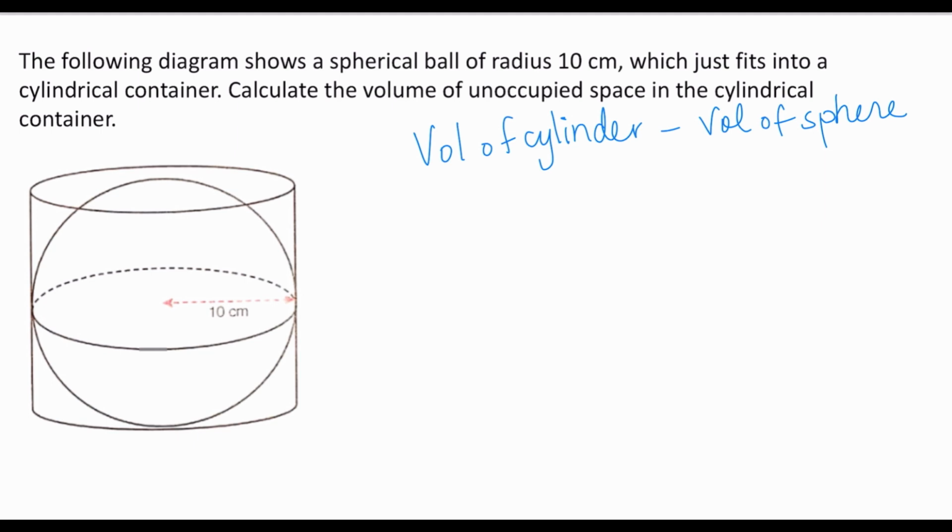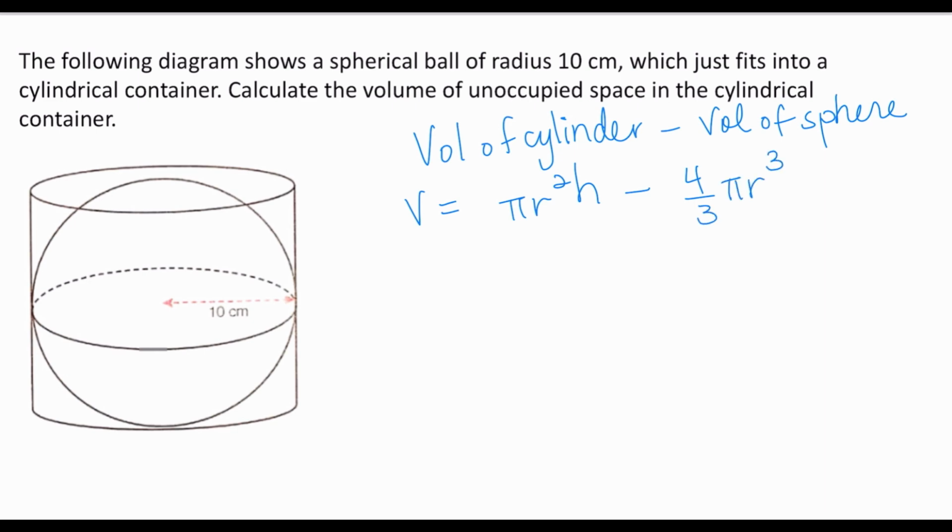Because we're being asked to find the volume of unoccupied space, I know that I have to take the volume of the entire container, which is in the shape of a cylinder, and I have to subtract the volume of the sphere, which is inside of that cylindrical container. Then I'm going to look up the formulas for volume. The volume of a cylinder is pi radius squared times the height. The volume of a sphere is 4/3 pi radius cubed.